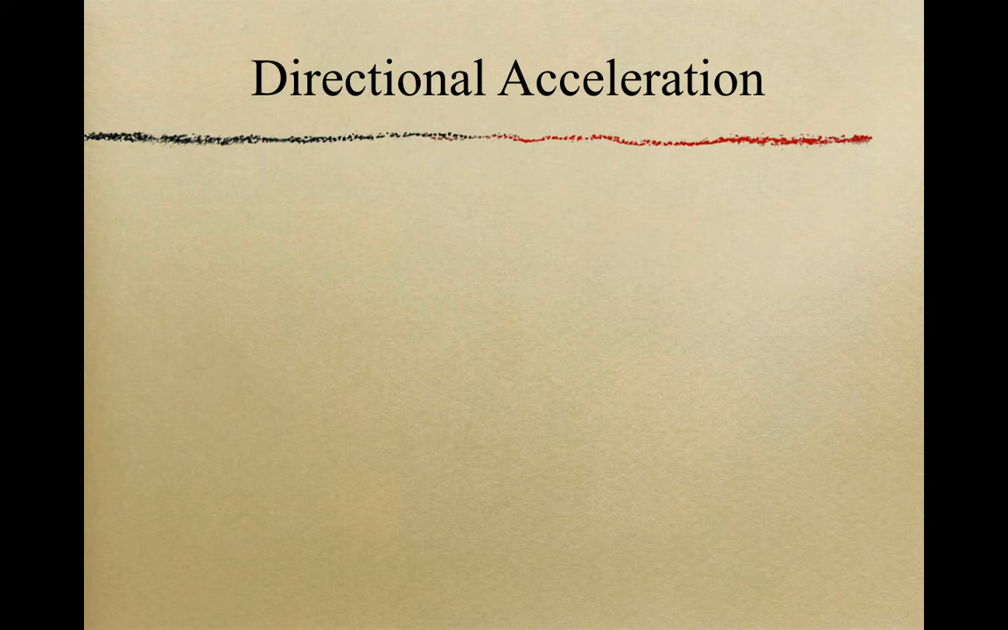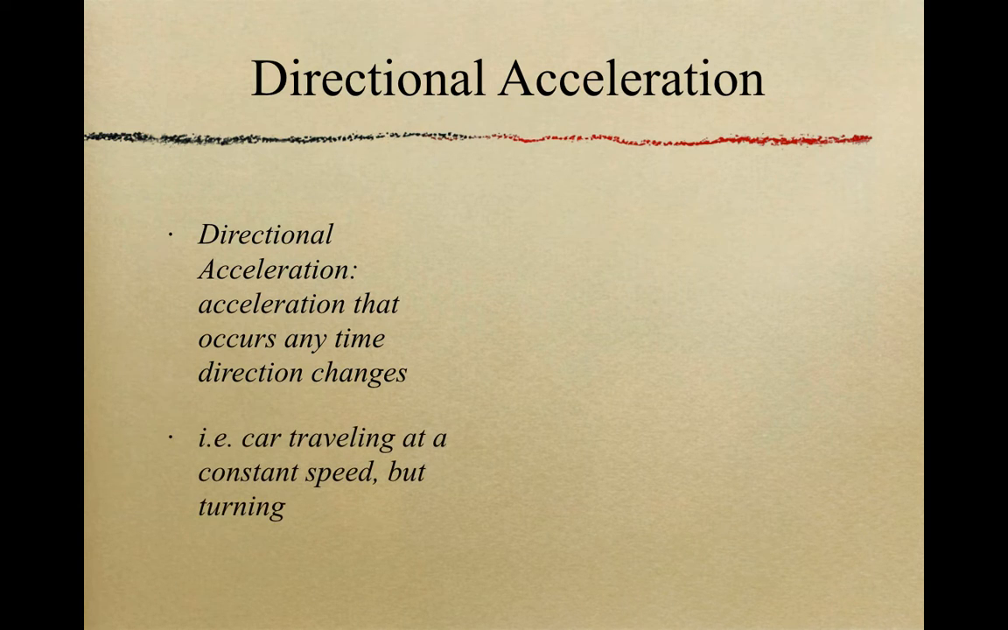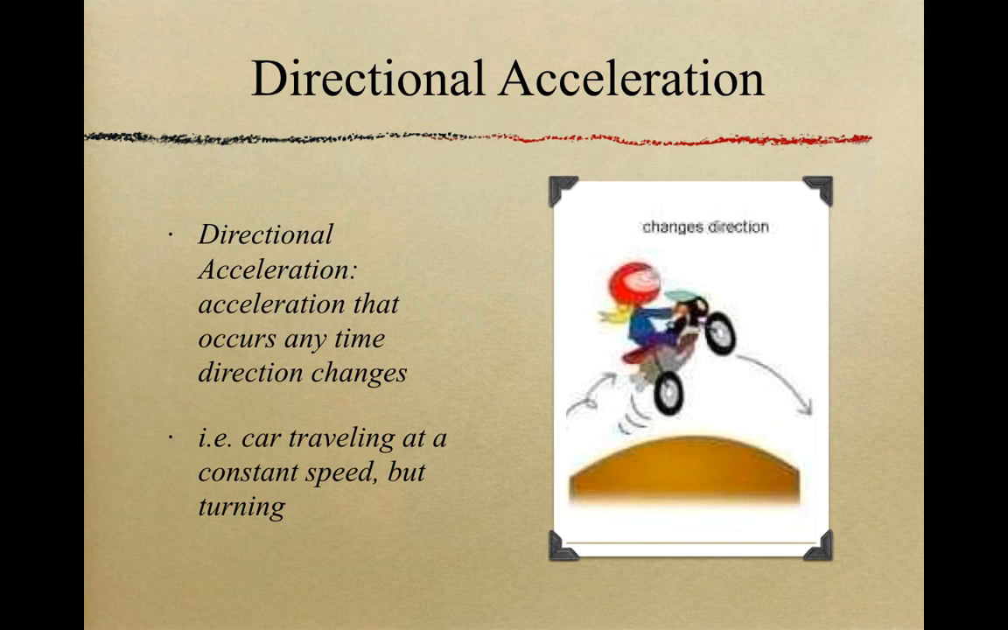Final component is directional. I think just by the term, you can figure out that directional acceleration is acceleration that occurs any time we have a directional change. A car traveling at a constant speed but turning. The image here is a little misleading, but I think you can figure it out. I can go from 5 kilometers per hour north to 5 kilometers per hour northwest. My direction has changed. I've curved, but my speed has stayed the same.